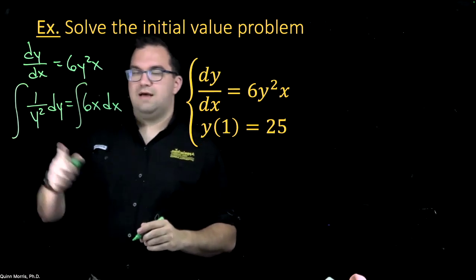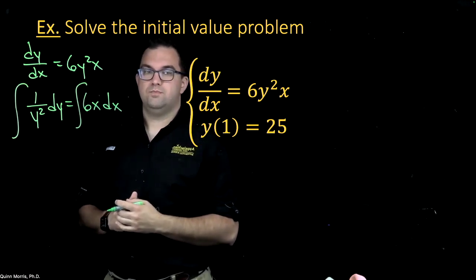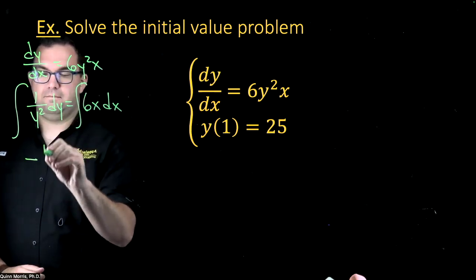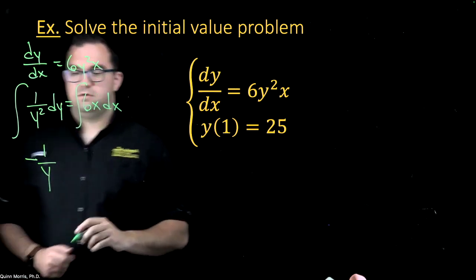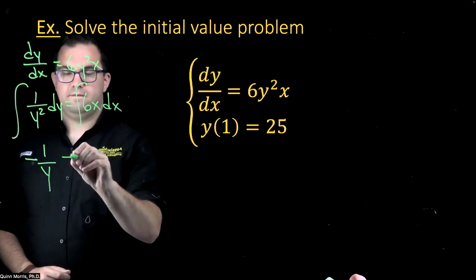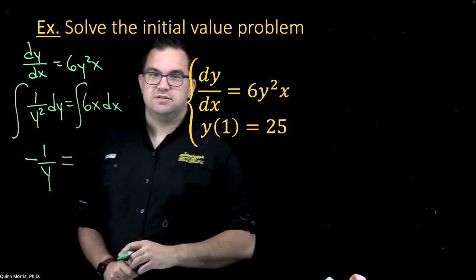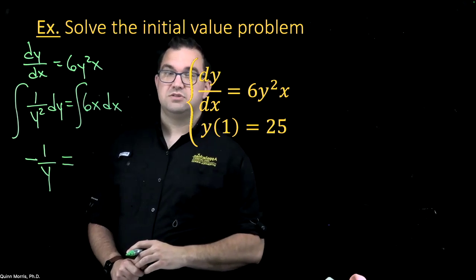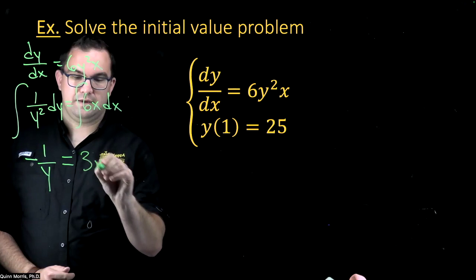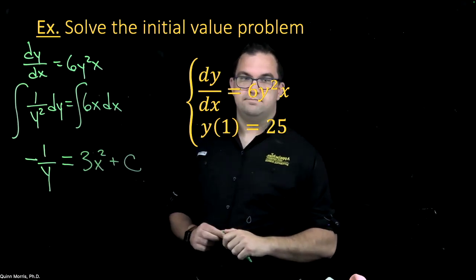Now on the left here, this is really y to the -2. If I increase the power by 1 and divide by the new power, I get minus y to the -1, or minus 1 over y. Over here, if I integrate 6x, I increase the power on x by 1, so x squared, and divide by that new power 2. So I'll get 3x squared. And then I'll pick up a constant of integration.